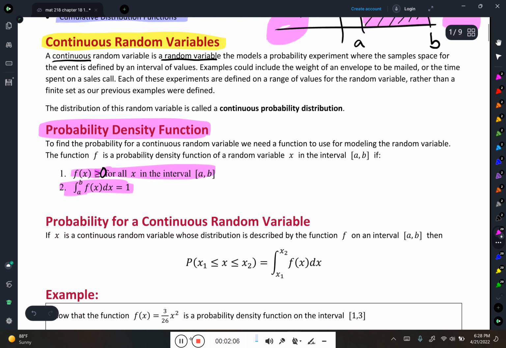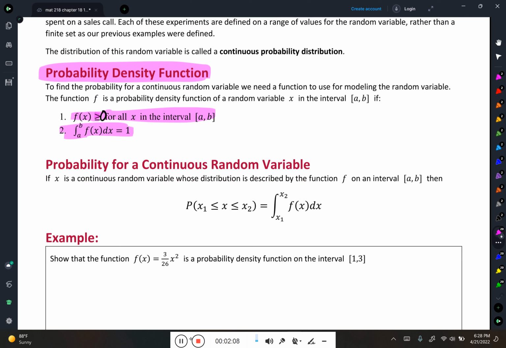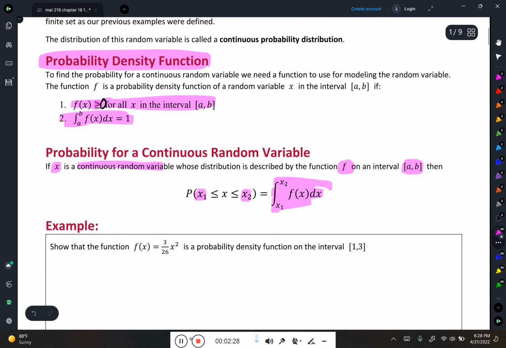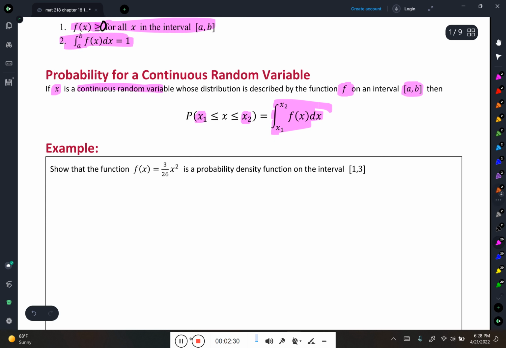Okay? So then if it meets those requirements, so if that x is a continuous random variable, and if we have a function f, and if we have an interval that works for it, and that function f is a probability model, then probabilities for x's in there, probabilities that x is between two values, is just the value of the integral. Okay?